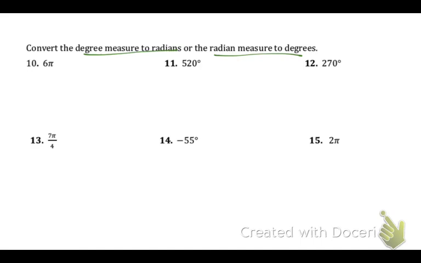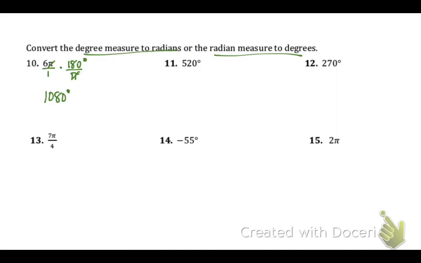So we're going to take it times 180 degrees over pi. That's our conversion factor. So notice the pi's will divide out. You multiply straight across, and it's 1,080 degrees. Be sure when you're converting to degree that you include your degree mark.